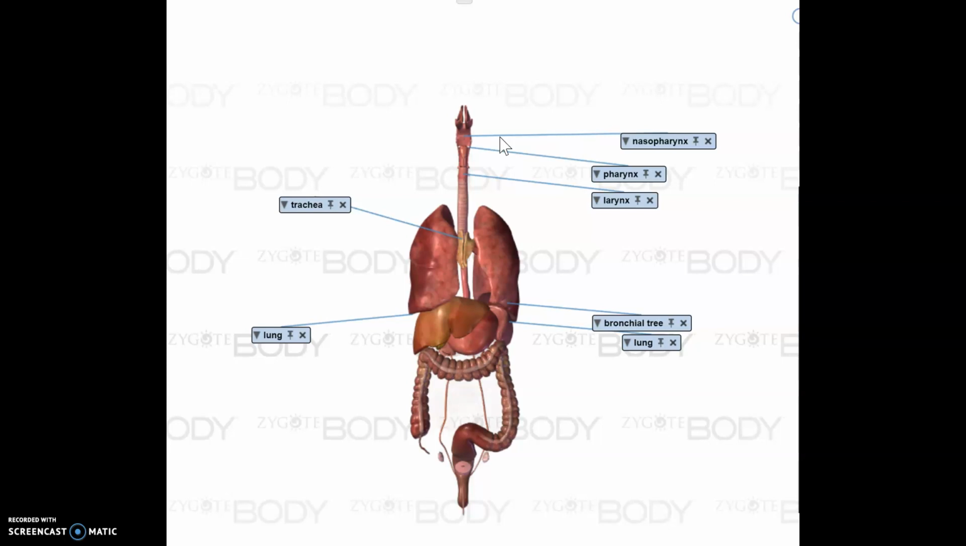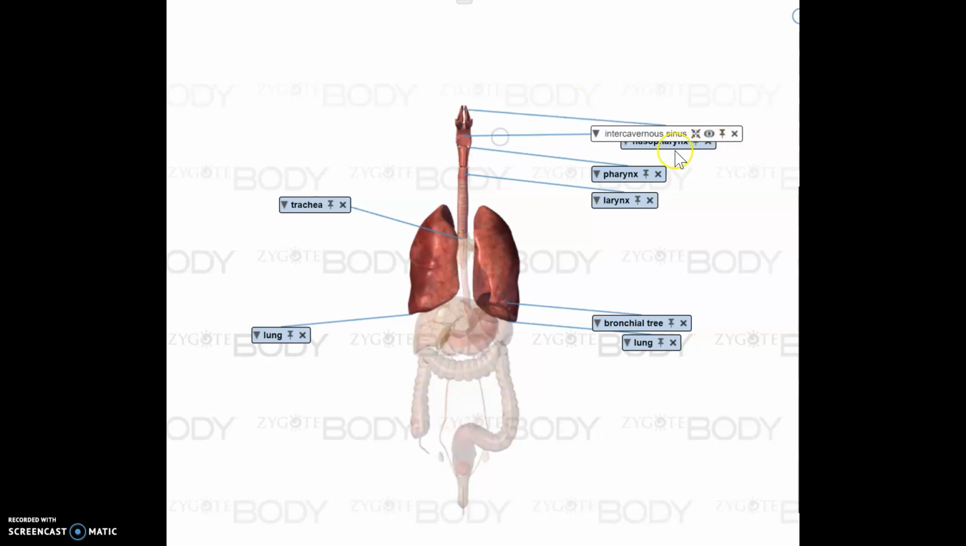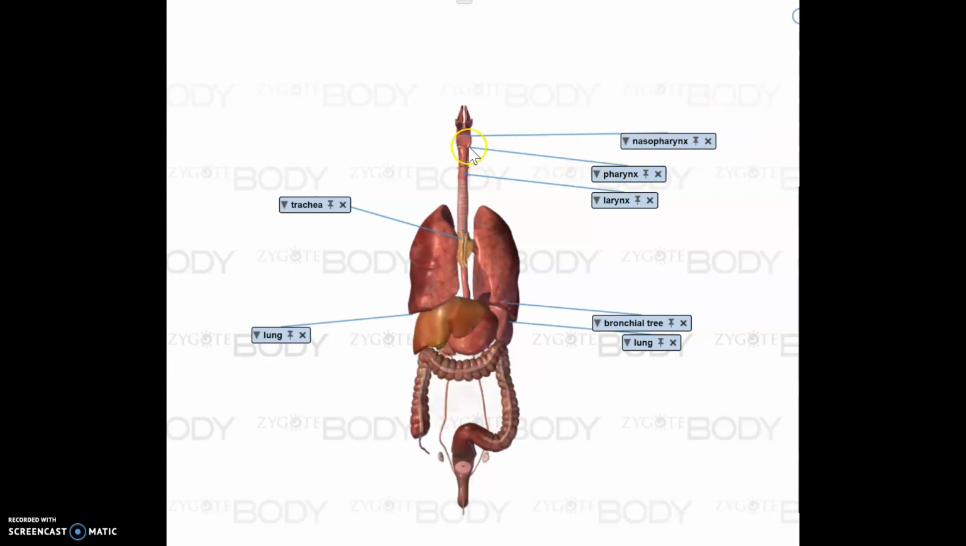Next, in the upper respiratory tract, I pinned the pharynx. This is known as the throat, and it lies behind the nasal cavity and mouth, and just above the esophagus and larynx. Next is the larynx.